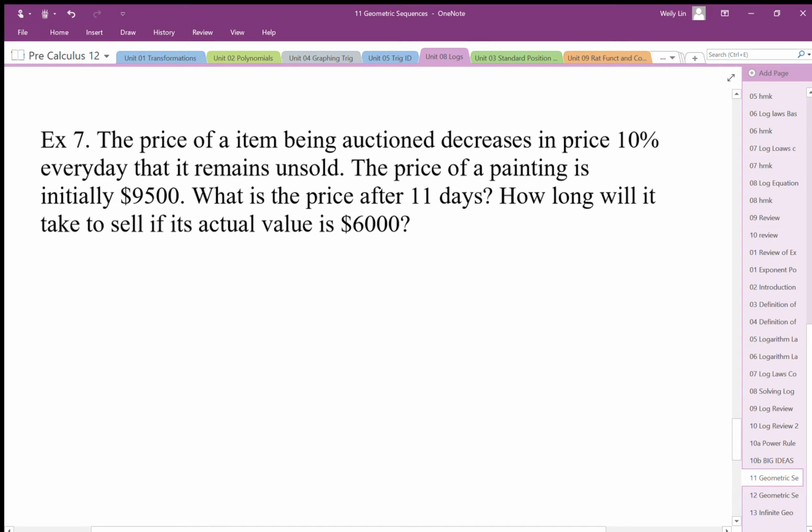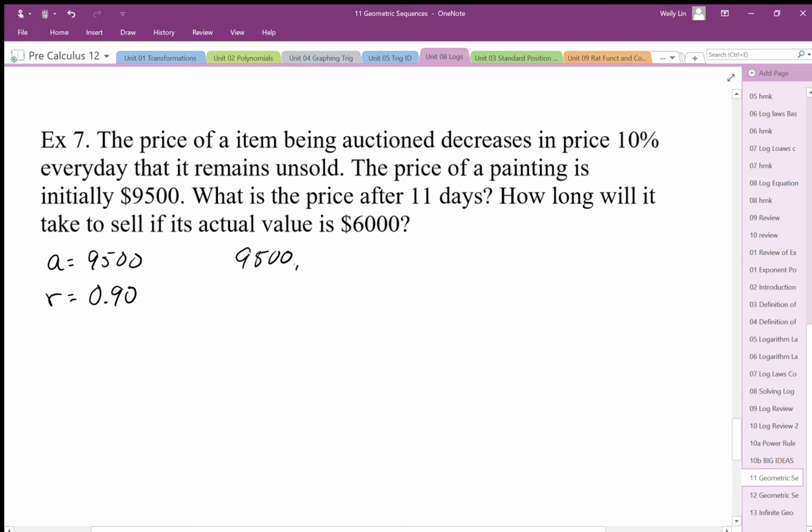So what's the price after 11 days? Well, we need to know the geometric decay. So we need to know the A value, or T1. We know that's $9,500. And we need to know our common ratio. So if I'm losing 10%, I'm going to multiply by 90% every day, so that our ratio being less than 1 is going to decrease every single step. Okay, so I can start writing out my sequence here.